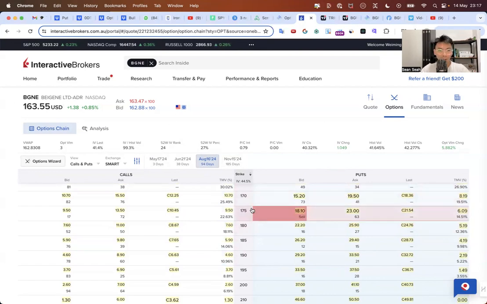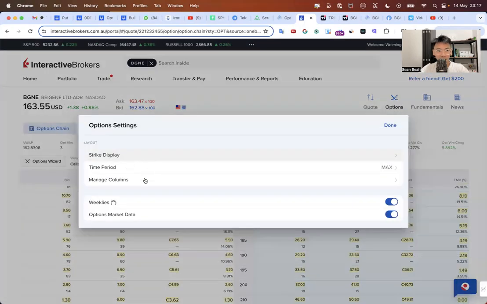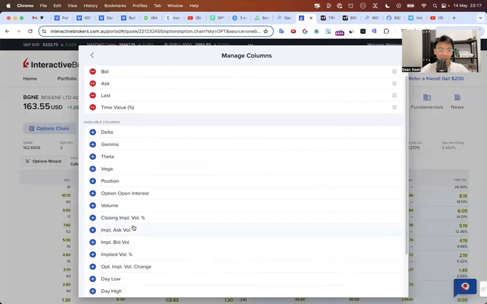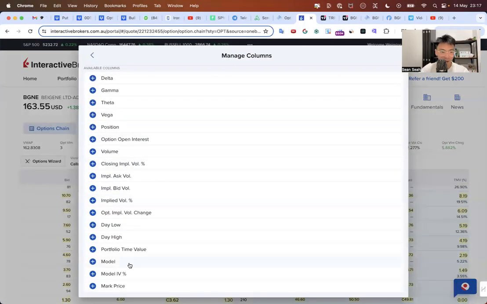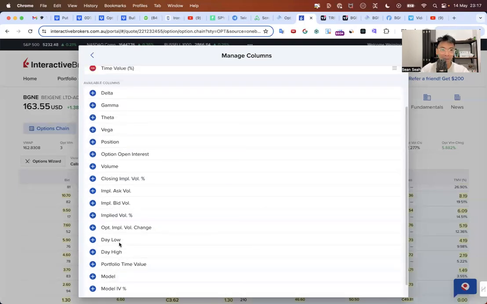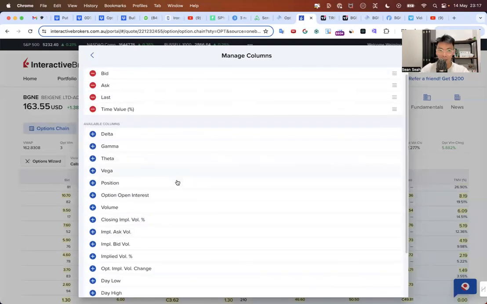In Interactive Brokers, you can adjust here. You can see put here. You can manage the columns and add columns. But I don't think they have intrinsic value for this portion, so all we can see is the time value. I've added the time value to make it visual, which is the extrinsic value.